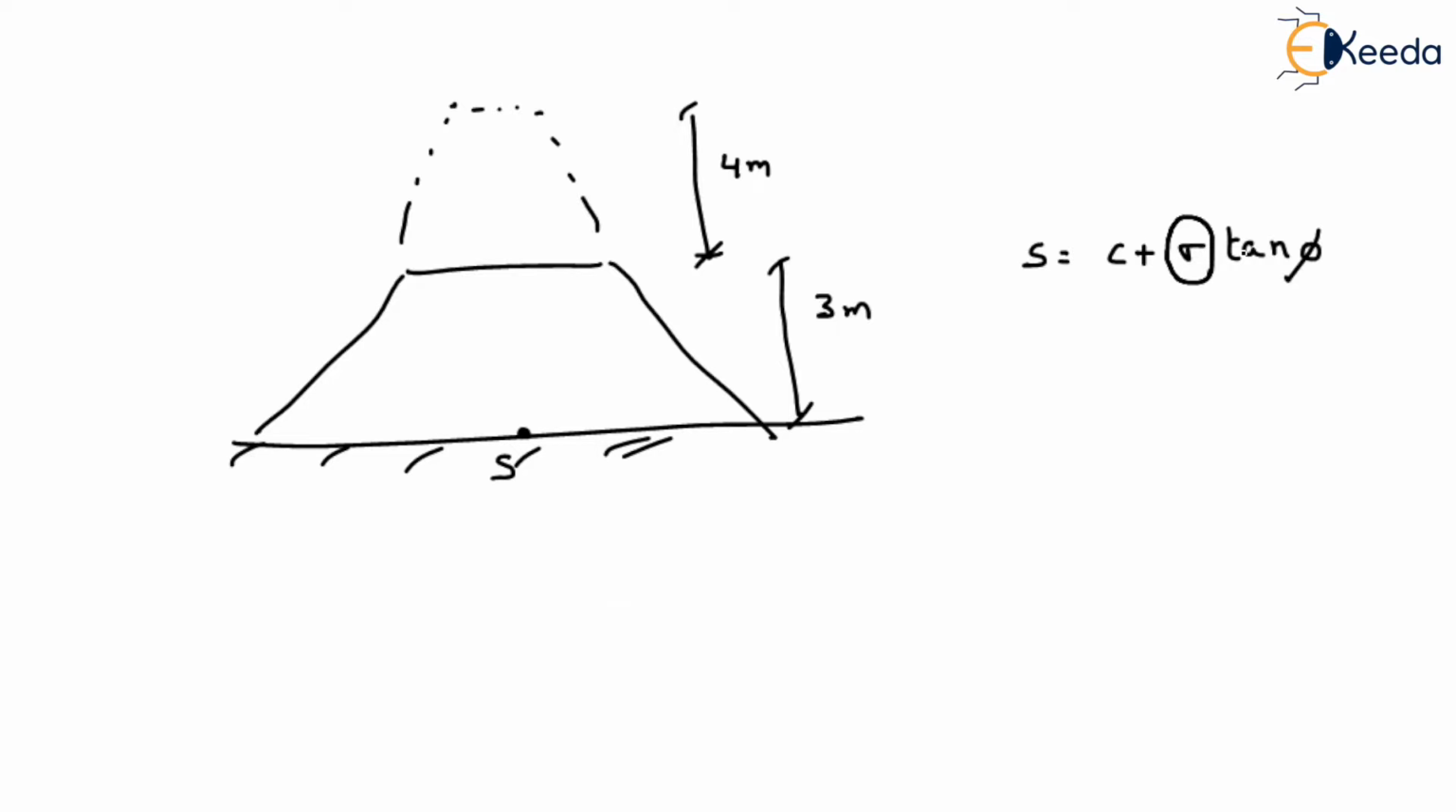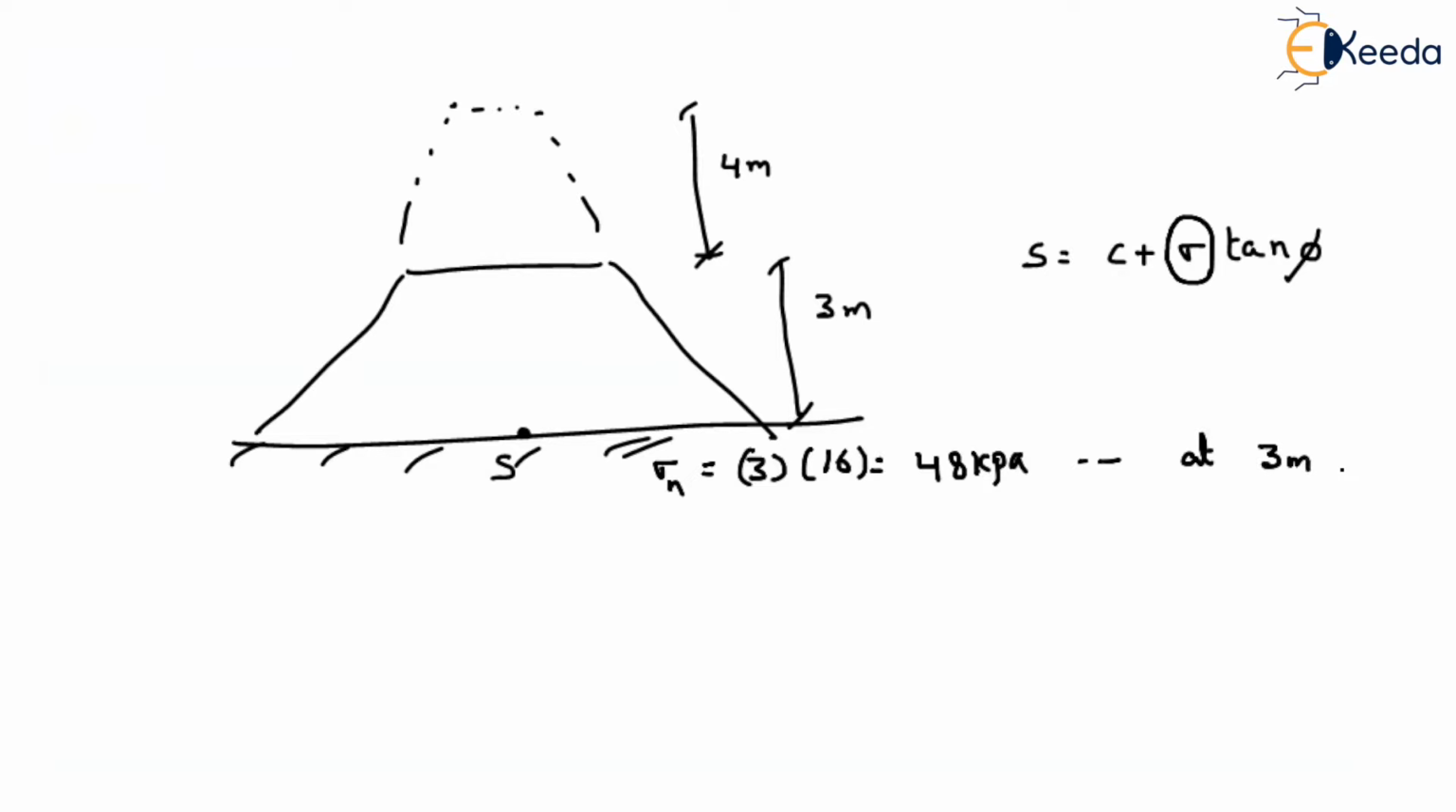Suppose, let us assume that this embankment is of 3 meters. What will be the normal stress? That is nothing but the height 3 into the gamma of the soil. Gamma of the soil is given as 16. That will be equal to 48 kilopascal. So before raising this embankment from 3 meter, what will be your normal stress? 48 kilopascal. This is at which level?